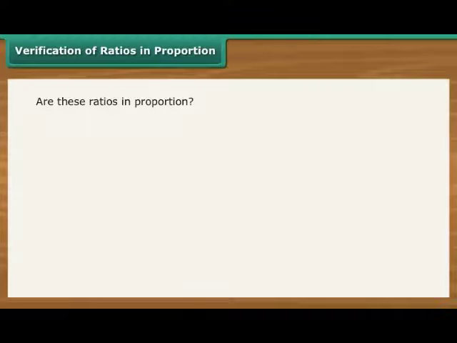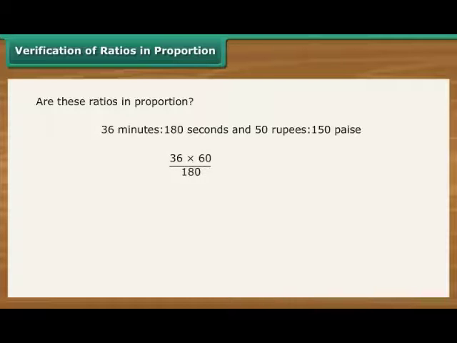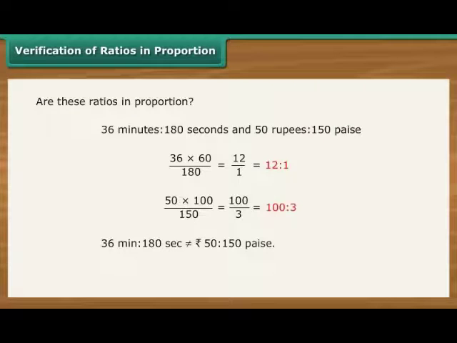Consider two more ratios. 36 minutes is to 180 seconds and 50 rupees is to 150 paise. 36 minutes by 180 seconds is same as 36 into 60 seconds divided by 180 seconds, which is equal to 12:1. 50 rupees divided by 150 paise is same as 5,000 paise divided by 150 paise, which is equal to 100:3. Therefore, 36 minutes is to 180 seconds is not equal to rupees 50 is to 150 paise. The ratios are not in proportion.